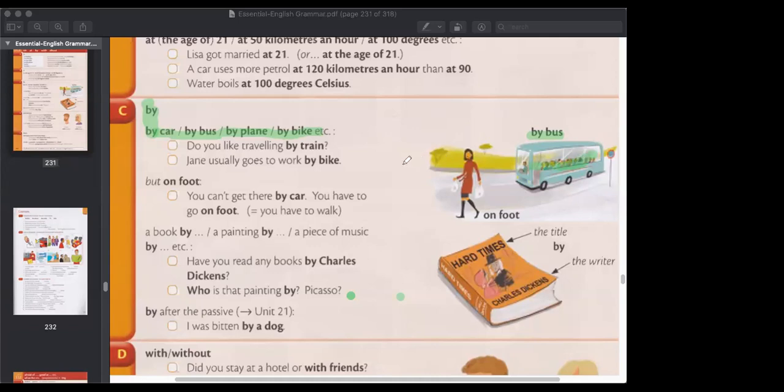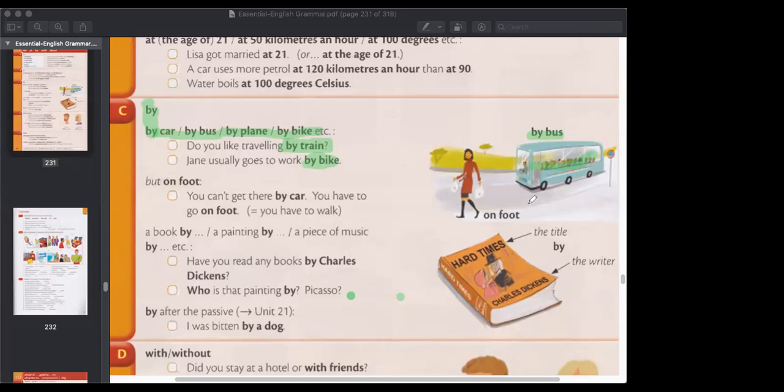For example, do you like traveling by train? What is the resource? Train. For the resources, we use by. Do you like traveling by train? No, I like to go by plane. Jane usually goes to work by bike. So by bike, by plane, by horse, by train, by car, etc. So we're using by here for the resources.